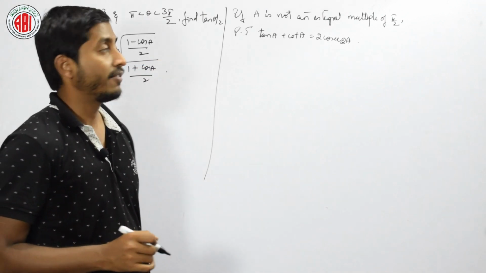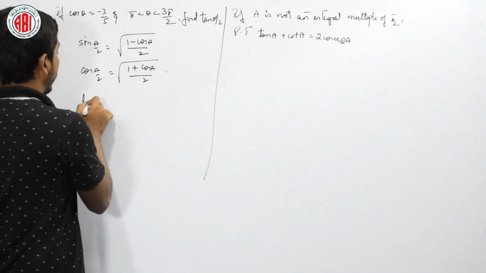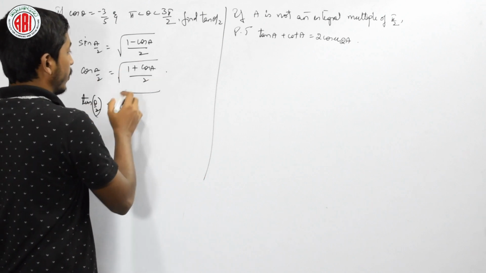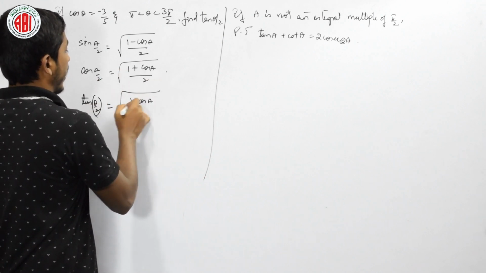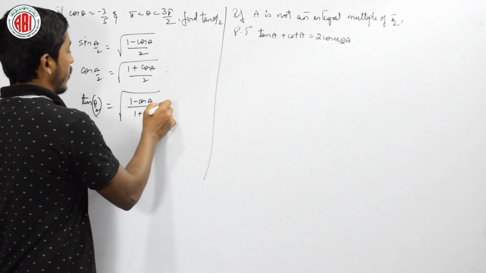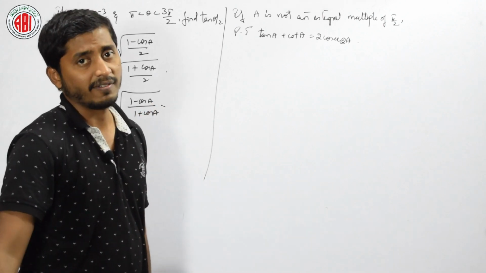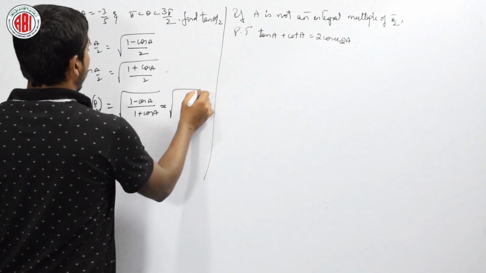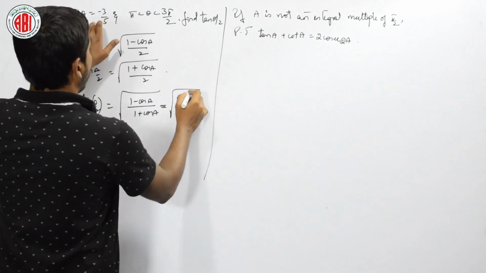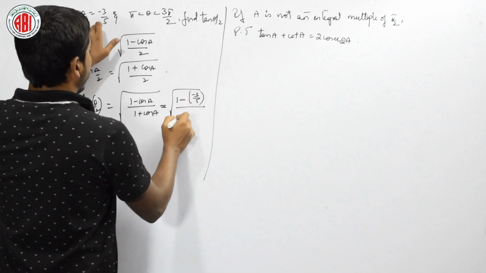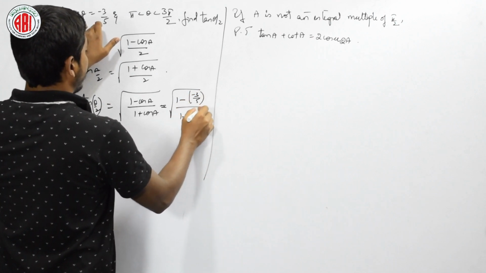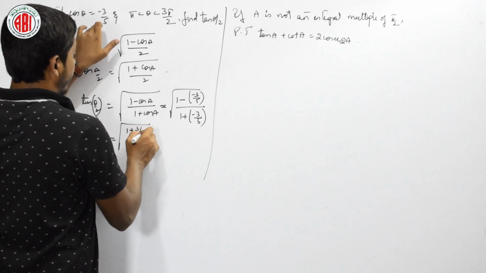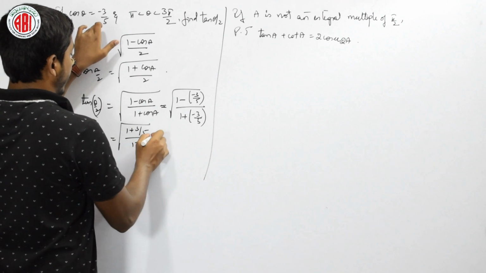Isn't it? From that, can we write directly the value of tan theta by 2? Tan theta by 2 is equal to under root 1 minus cos a by 1 plus cos a. Can we directly substitute the value of that? Let us do that. That is 1 minus, what is the value of cos a? Minus 3 by 5, divided by 1 plus minus 3 by 5, that is under root 1 plus 3 by 5 over 1 minus 3 by 5.